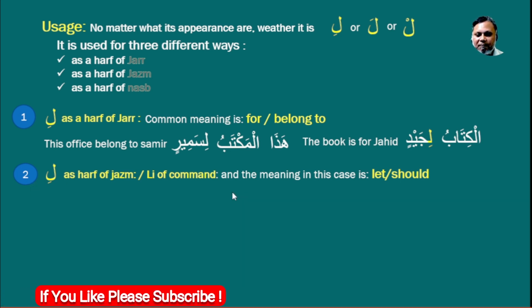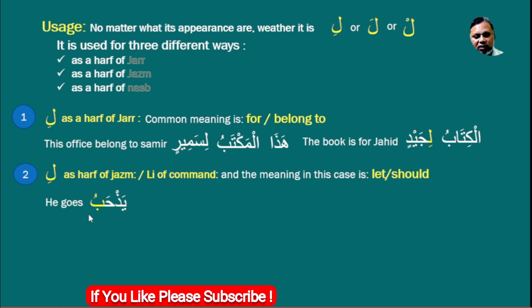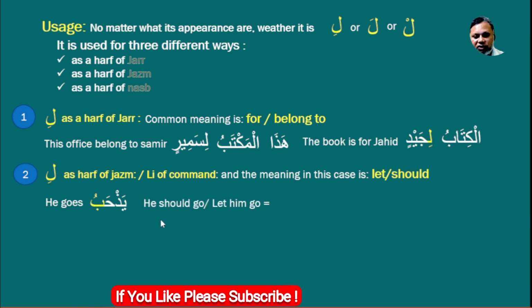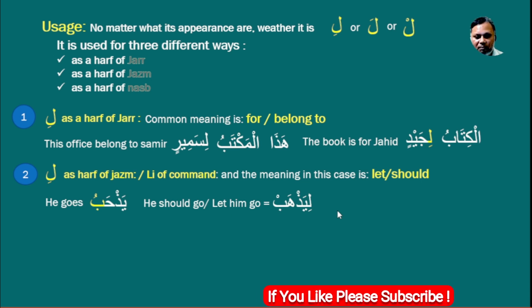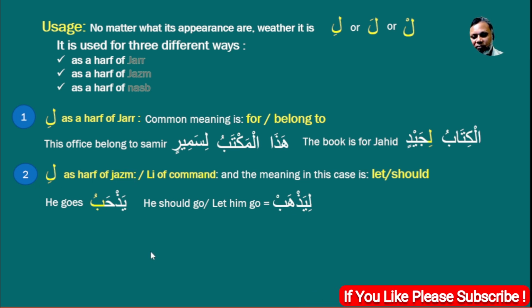Now the li is used as a jazm particle, and in this case it is called lam of command or li of command, and the meaning is let or should. For example, he goes: yazhabu. Now if we want to say he should go or let him go, this is the command, then the li comes in: li yazhab. The li makes the dhamma into sukun. Li yazhab: he should go, or let him go. This way the li is being used here as a jazm particle, because this li makes this word majzum. This is a majzum word, yazhab.